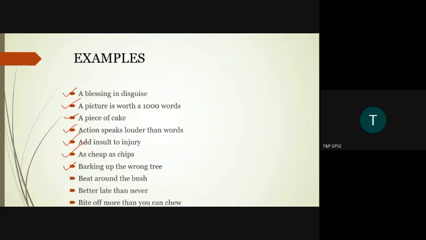Then beat around the bush. Okay, I have written it again and we have already covered it. So I'll just tick it, done with it. Then better late than never. Again, an interesting one and a very good one.